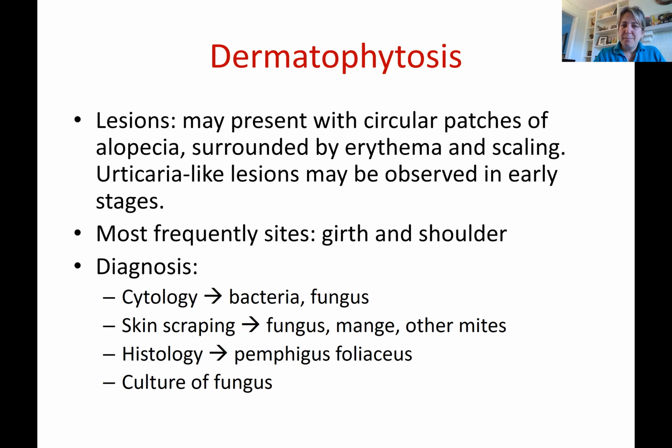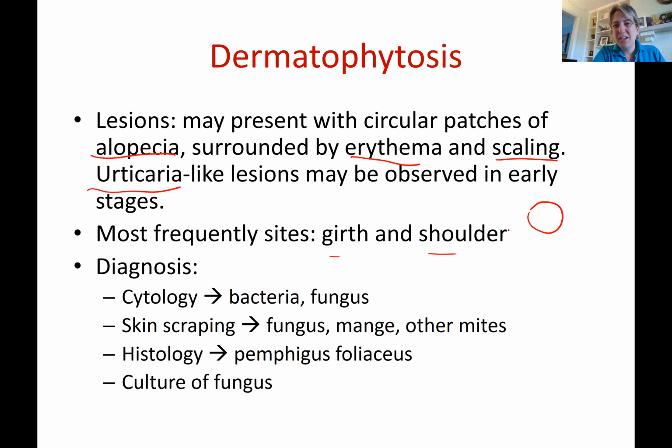A lot of the times, this disease can form as a little circular area. So very perfect round circles with erythema, meaning redness, scaling of the skin, and alopecia, which means loss of hair. And it can also have urticaria-like lesions in the beginning stages of the disease. Urticaria is hives, and we're going to see that in a second. Girth and shoulder are the most common areas to have this.